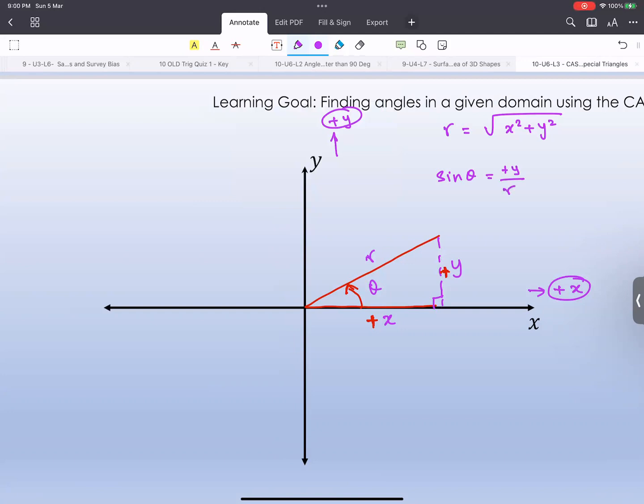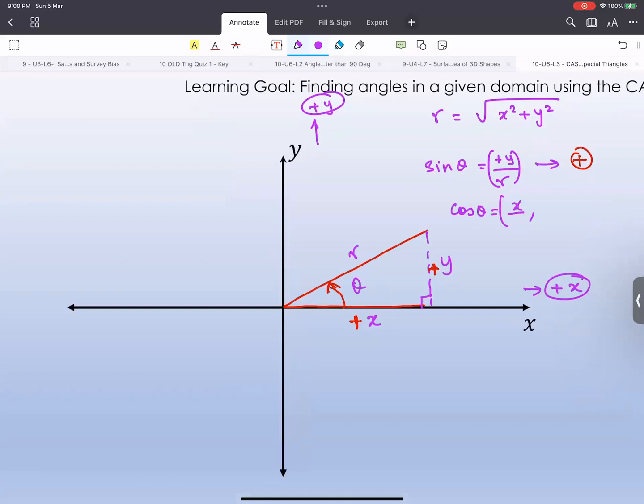There's no point putting a positive there. So sine theta is positive. What about cos theta? Cos theta is adjacent over hypotenuse, so that's x over r. That looks a little cluttered, so let's put it like that. Cos theta is x over r, adjacent over hypotenuse, and that is also going to be positive.